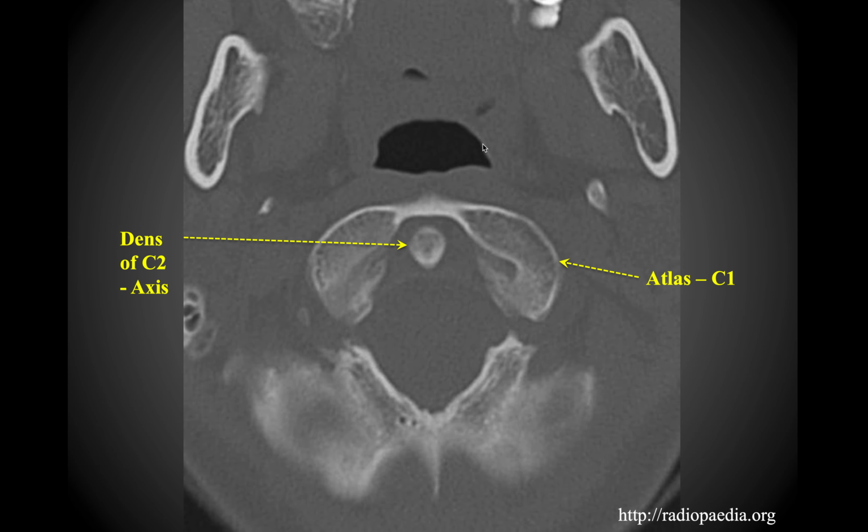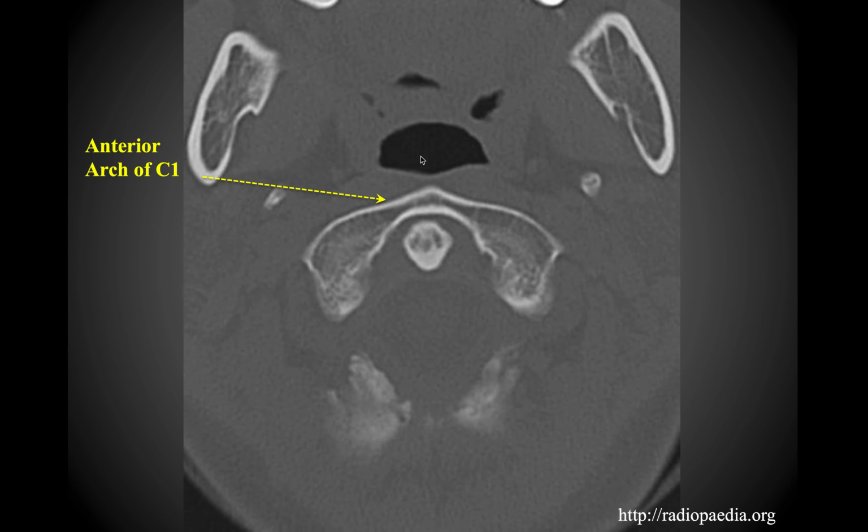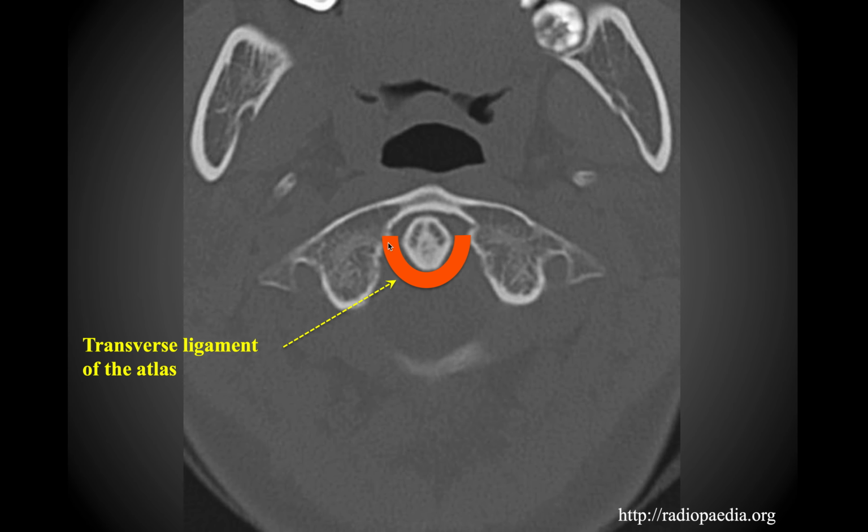Up here, you're looking at the nasopharynx. And then as we descend here, you can see the anterior arch of C1. You can still see the dens here anteriorly. And then remember that the transverse ligament of the atlas is going to be located posterior to the dens, wrapping from one side to the other across the lateral masses of C1. So it's going to be of the atlas.